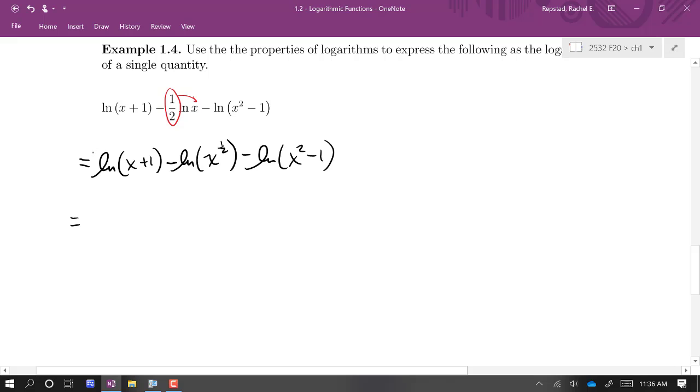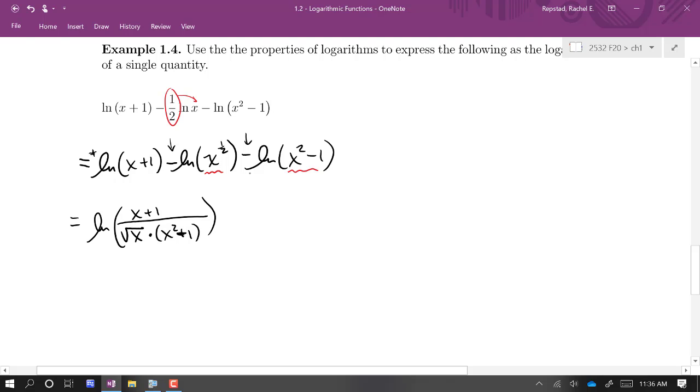Now I've got a positive log here, right? That's a positive log to begin. And then I've got some negative logs. So for the negative logs, that's going to mean these factors are going to appear in the bottom of a fraction. So this is ln of, up top I have x plus 1. On the bottom I have x to the 1/2, which I'm going to go ahead and write as the square root of x, and then times x squared minus 1. These are both in the denominator because they're both negative logs up there.